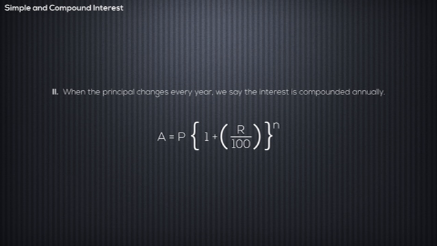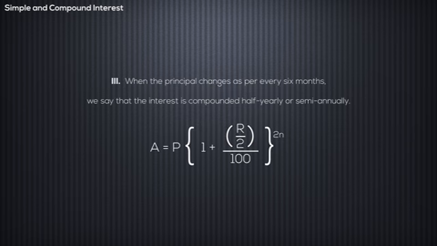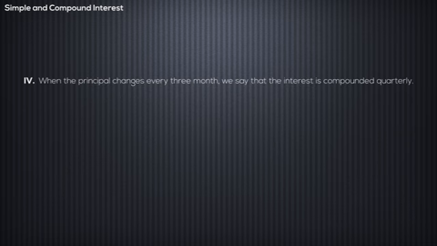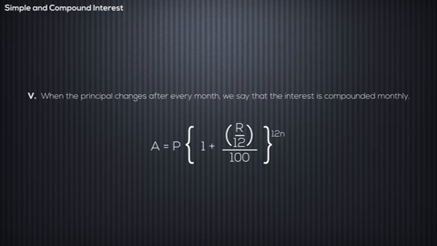When the principal changes every year, we say that the interest is compounded annually. When the principal changes every 6 months, we say that the interest is compounded half-yearly or semi-annually. When the principal changes every 3 months, we say that the interest is compounded quarterly. When the principal changes every month, we say that the interest is compounded monthly.